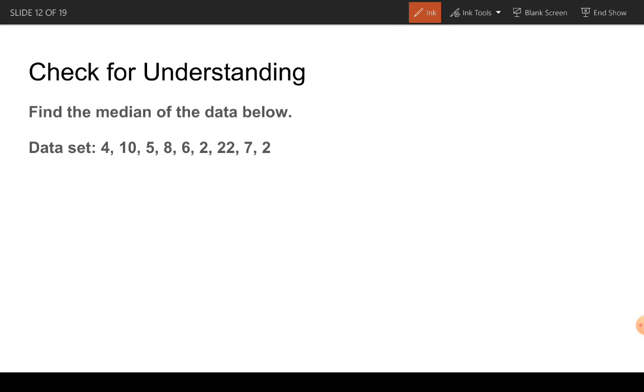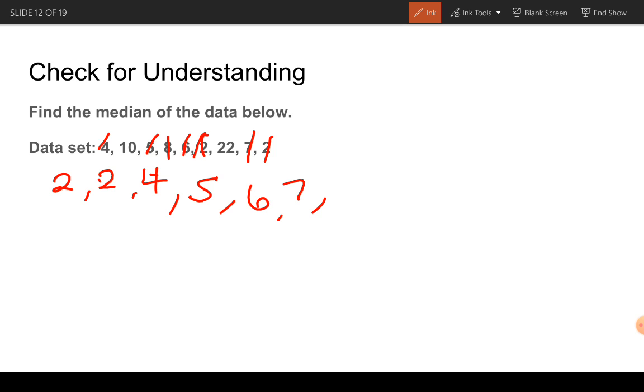So we're going to put these values in order from least to greatest. We have 2 first. Then another 2, we want to list both of those together. Then we have 4. Then 5. Then 6. Then 7. Then 8, then 10, then 22.